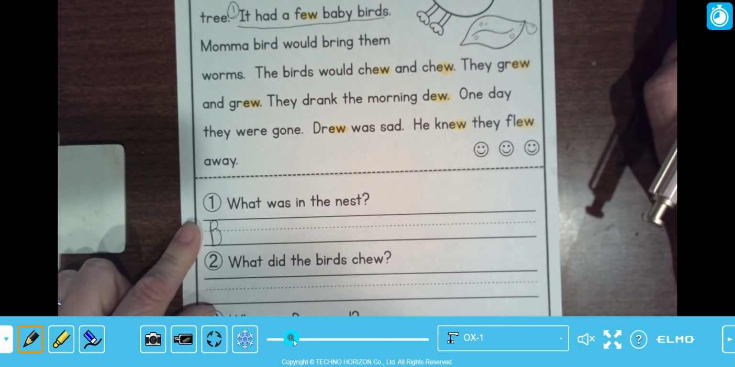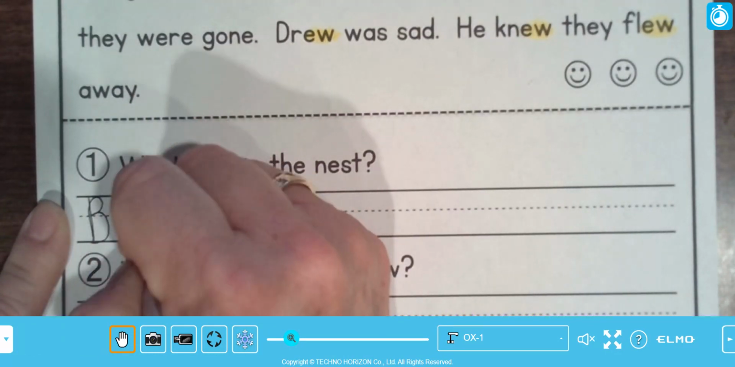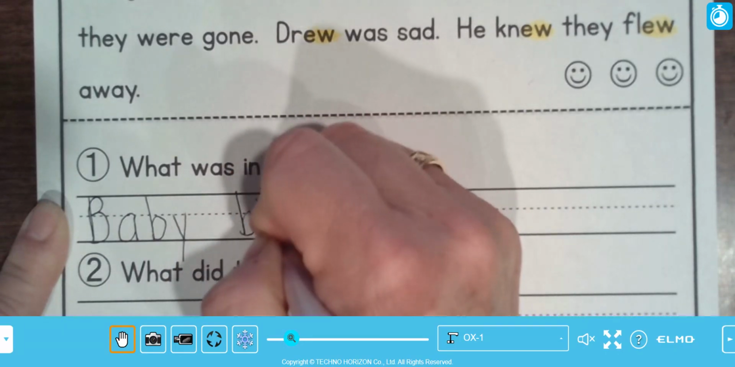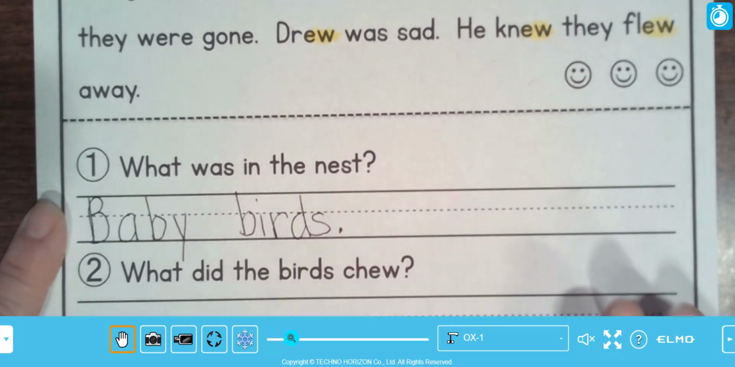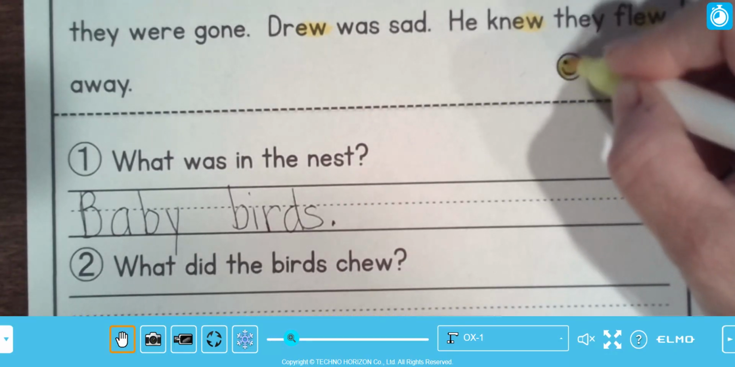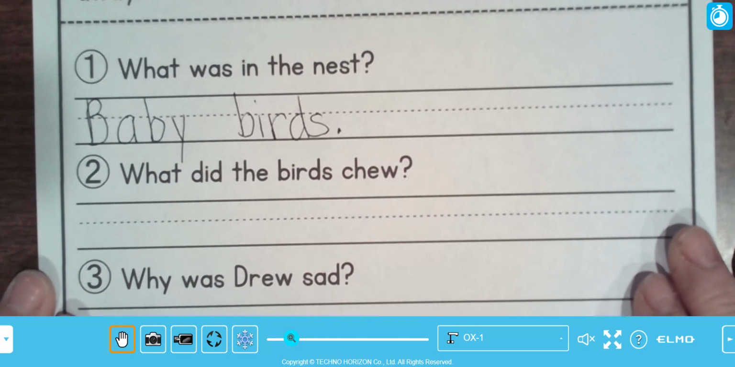Make that bigger. Baby birds. Go ahead and write that down. And while you're writing that down, I'm going to color in this page because we already read it one time. Pause the video if you need to finish copying it, okay? Because we're going to go on to question number 2.